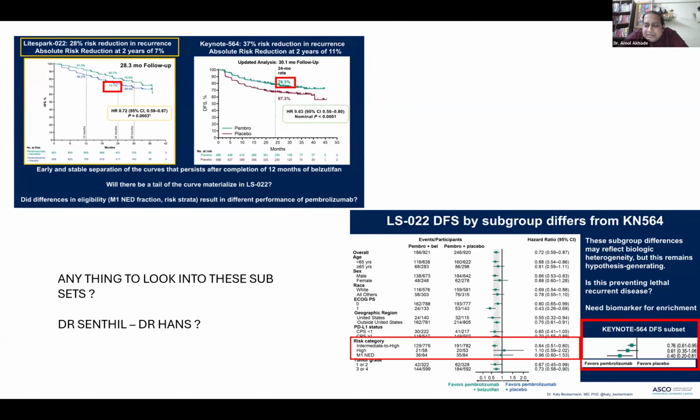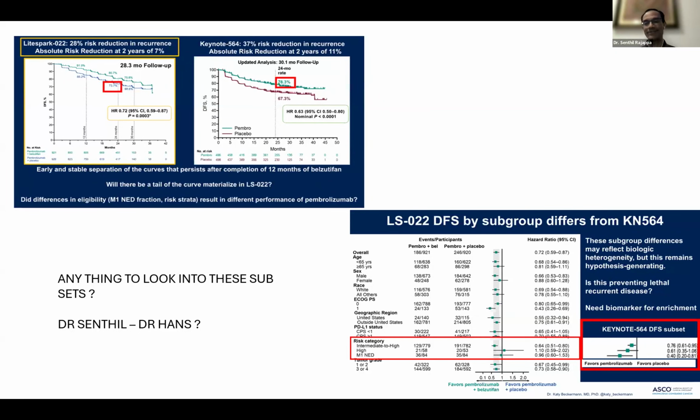So Dr. Senthil, again, this is an interesting subset analysis. If you see KEYNOTE-564, the M1 NED subset has the best response, hazard ratio 0.4. But in this particular trial, it is in fact not that great. So again, are we looking too much into the subsets, or what are your thoughts on the M1 NED subset for this particular trial, Dr. Senthil? Yeah, so go ahead, Dr. Hans.